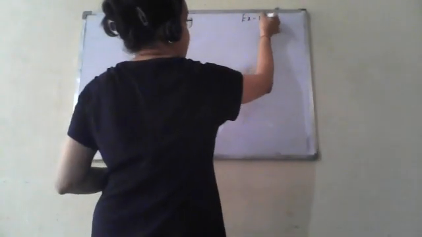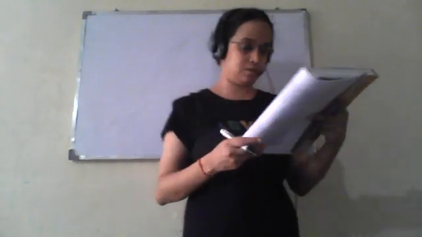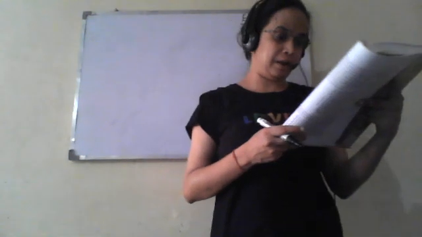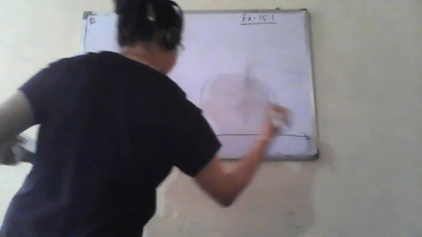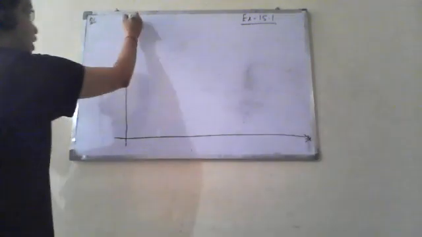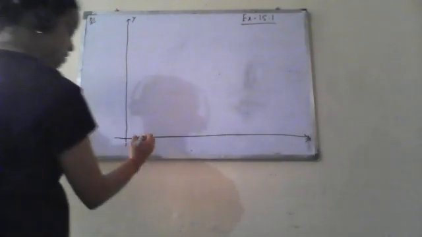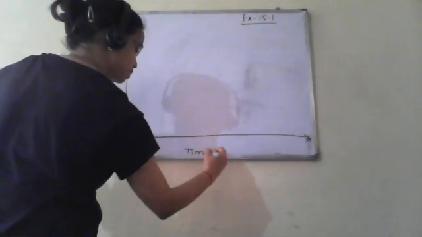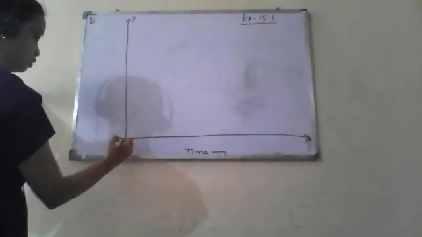So we have exercise 15.1. Question number 1: there is a line graph showing different time intervals and the temperature of a patient. I'm directly drawing the graph. This is our x-axis and this is our y-axis. On the x-axis we have taken the time. You have to mention this, and this is the 0 or origin.